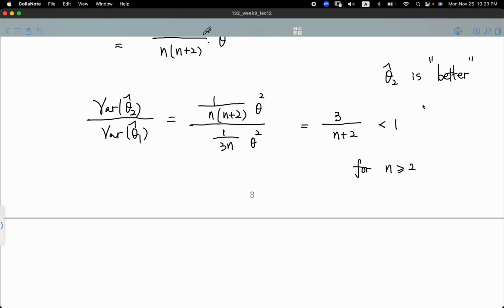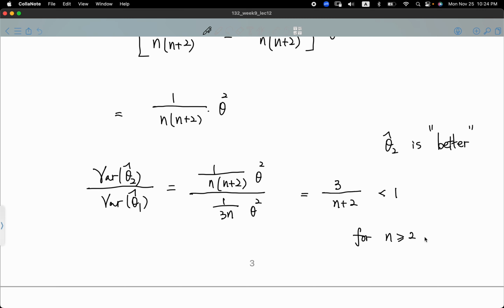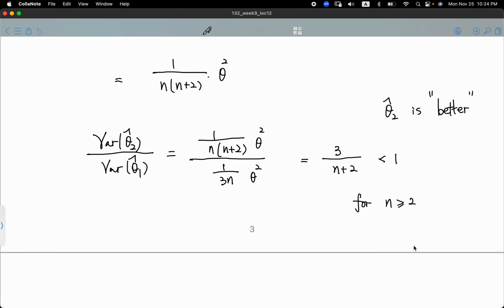So as you collect more data, your theta 2 is getting closer to the true value of theta, while for theta 1, you will have a larger variance. So sometimes you may not get a very good estimation of the true value. So in this case, by calculating the relative efficiency, we know that when this relative efficiency is less than 1, the estimator in the numerator is better than the estimator in the denominator. In this case, theta 2 is better than theta 1 because it has a lower variance, and that is reflected by this relative efficiency. Okay, so here we conclude our discussion of maximum likelihood estimation.